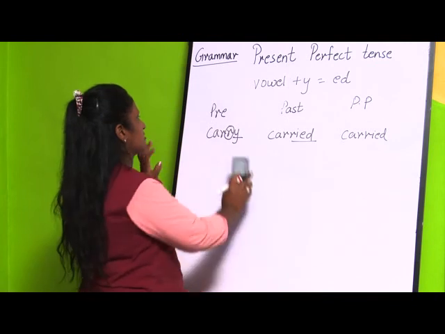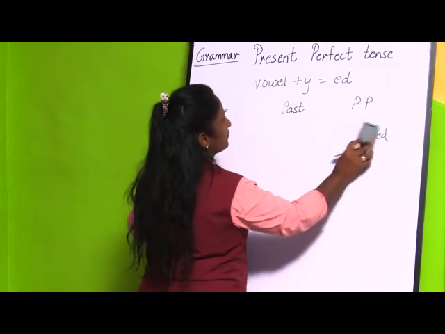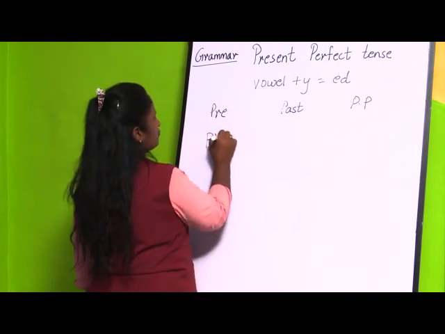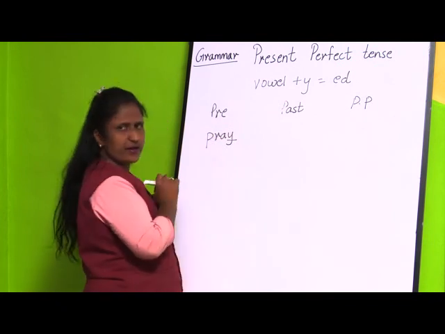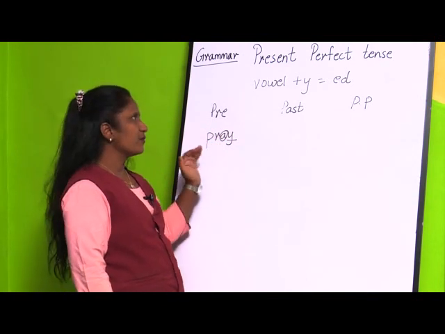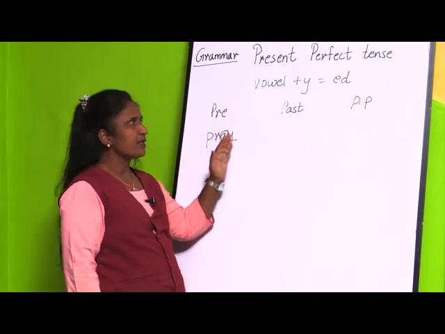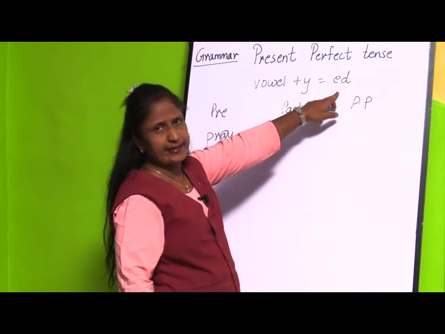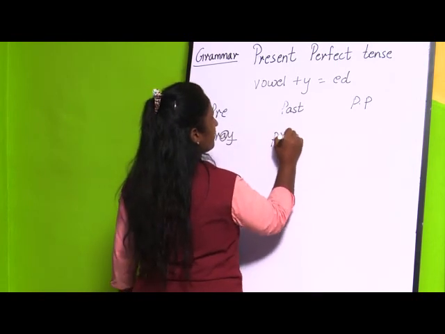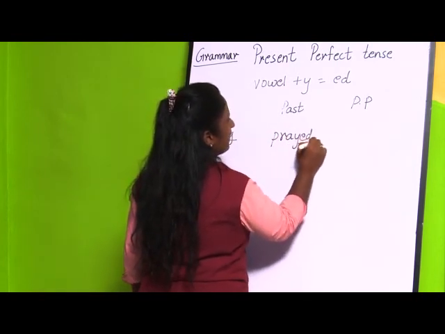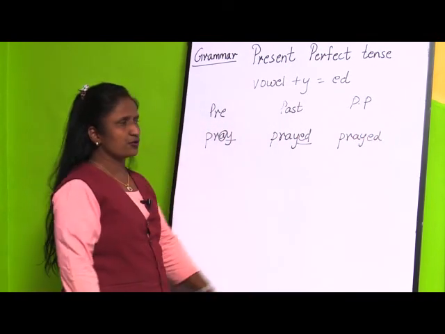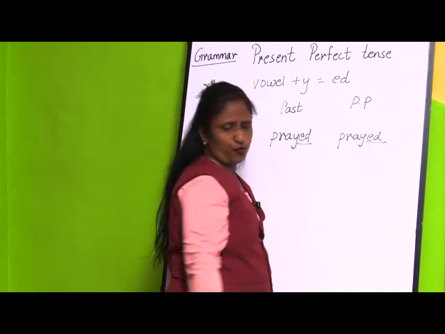See, for example, if you take one example, pray. Now you see children, here the word is ending with y, and before that we could see there is a vowel. So if the word is vowel plus y, then what are we going to do? We are going to add ed for the past tense and for the past participle. So how will it be? Pray plus ed, prayed. Same will be with the past participle. Here also ed. So this was the fourth rule.